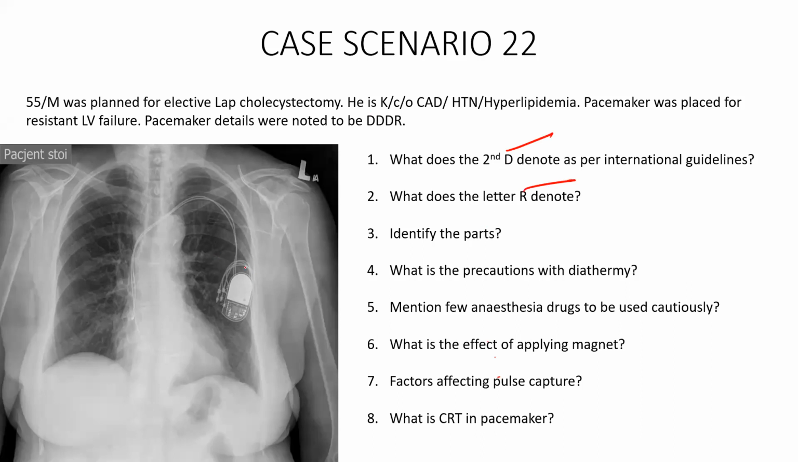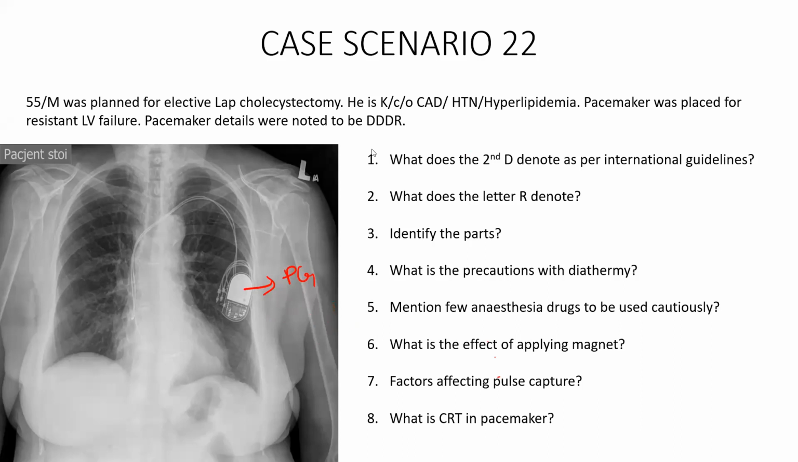Okay, can you tell me what is the name of this part? That is the pulse generator. Very good. Do you know the material makeup of this pulse generator? No, sir. Okay, it is made up of lead or titanium oxide. So that is the material makeup of this pulse generator, which is the main housing for the battery.